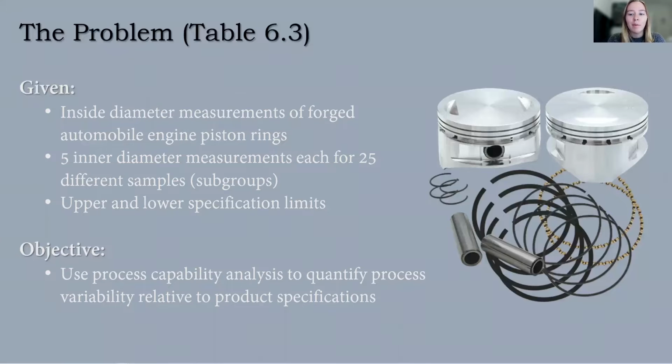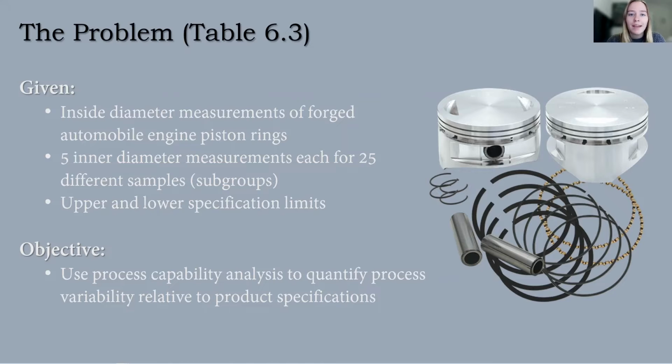So let's start with the problem. We are given a table 6.3 in the textbook, with the inside diameter measurements of forged car engine piston rings, and we are given 25 different samples with 5 different observations for each of these subgroups. We're also given the upper and lower specification limits for production for the customer, and our objective is to use process capability analysis to quantify process variability relative to product specification.